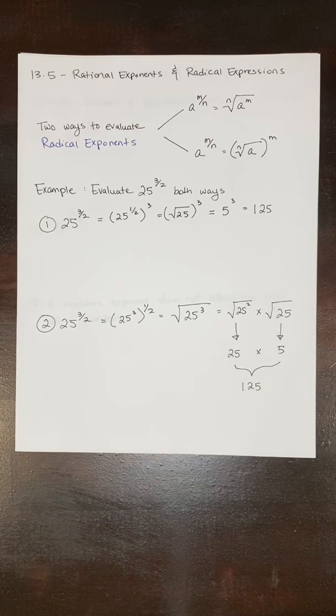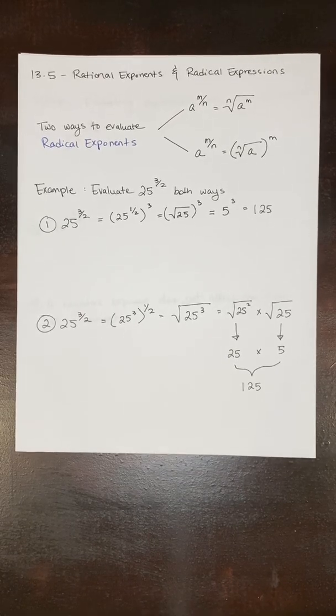There are 2 ways to evaluate radical exponent a to the m over nth power. One way is the nth root of a to the m power. The other way is taking the nth root of a and taking that to the mth power. Let's try this concept out by evaluating the same radical exponents in 2 ways.